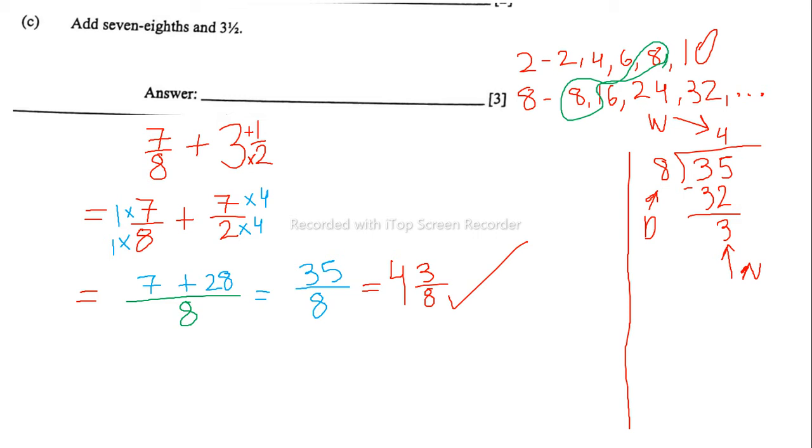All right, so the answer here is 4 and 3 over 8. Any questions for this? That's straightforward. Any questions? No? Okay, that's good. Make sure you watch carefully. This is 35 over 8, not 35 over 4.